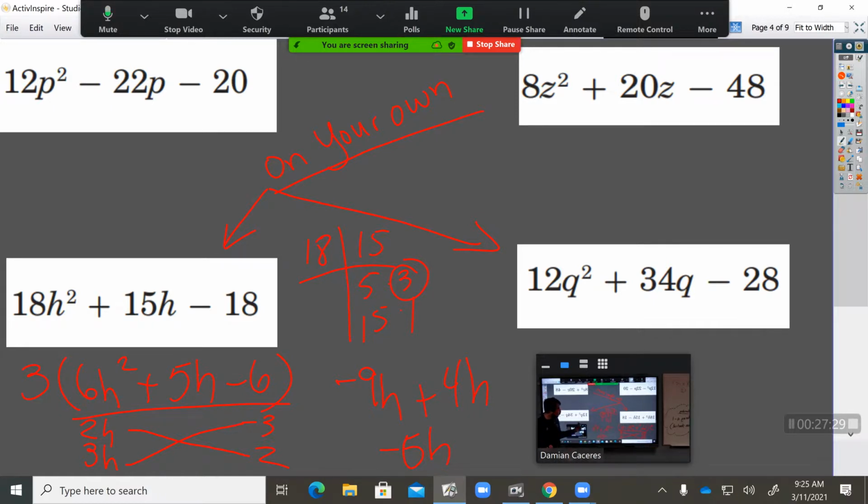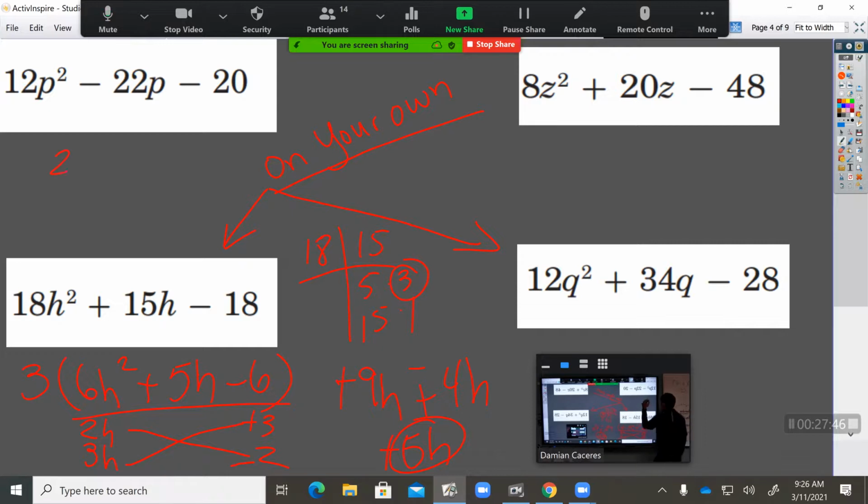When that happens, all you have to do is switch the sign. So instead of the negative being on the 3, we're going to put the negative on the 2. Now that'll give us positive 9h minus 4h equaling positive 5h, the correct middle number.